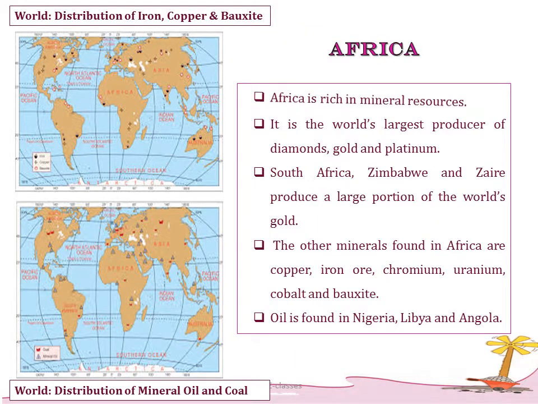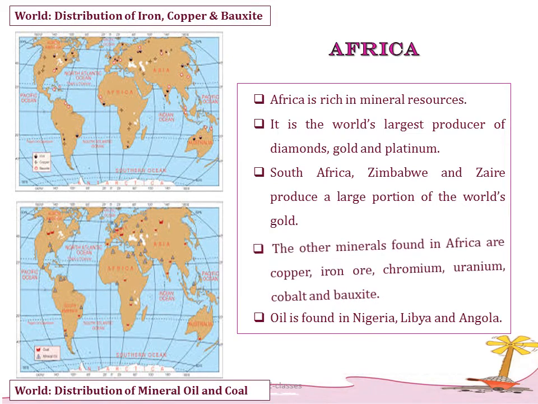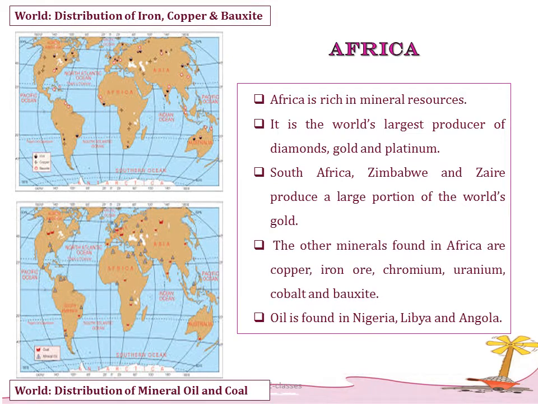Now Africa is rich in mineral resources and is the world's largest producer of diamond, gold and platinum. South Africa, Zimbabwe and Zaire produce a large portion of the world's gold. The other minerals found in Africa are copper, iron ore, chromium, uranium, cobalt and bauxite. And oil is found in Nigeria, Libya and Angola.